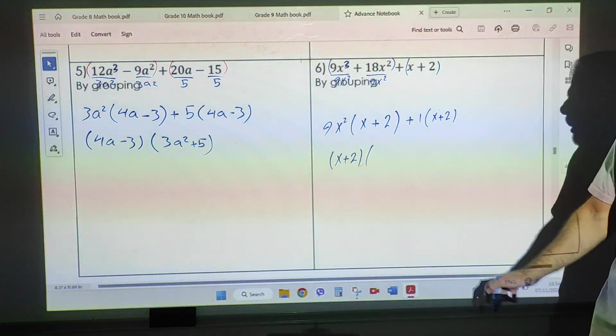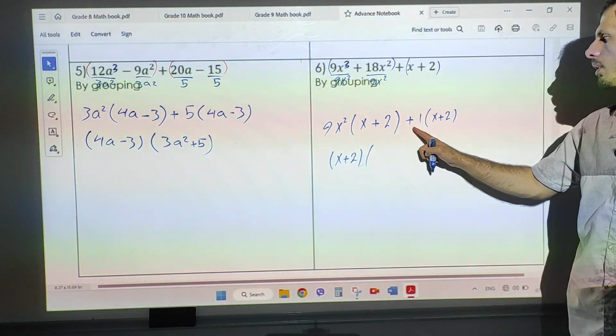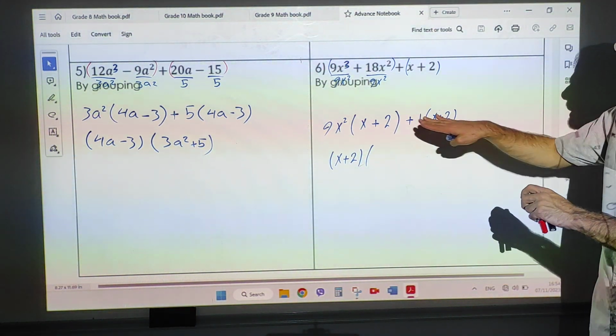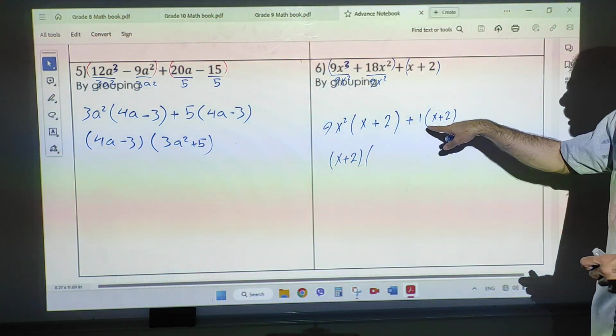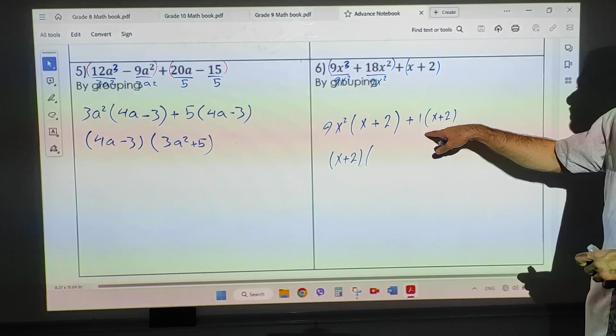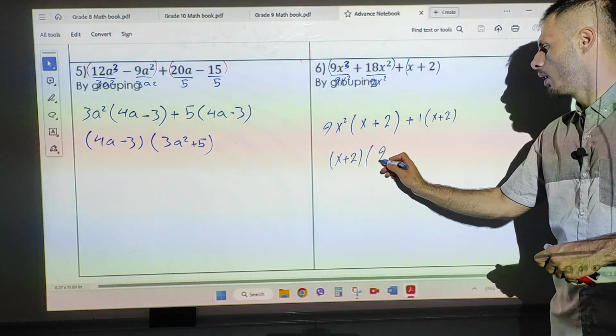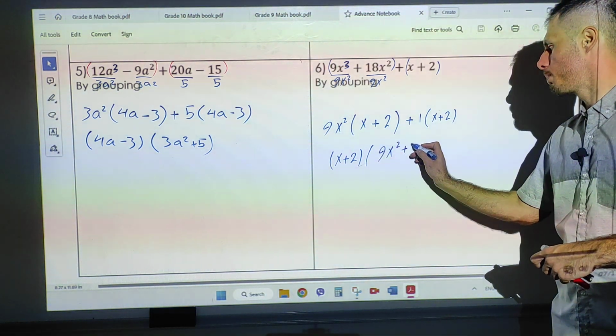We open another bracket, 9x power 2 plus 1. Be careful about this one. Whenever it's two parts, and you had same bracket, if you didn't have anything in common, always it must be 1. Be careful about this one. 9x power 2 plus 1.